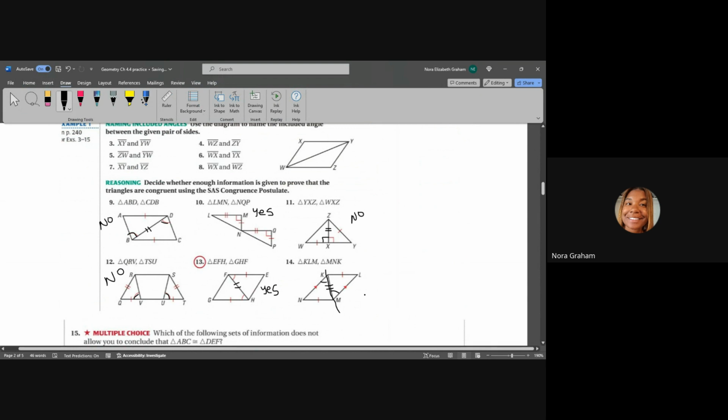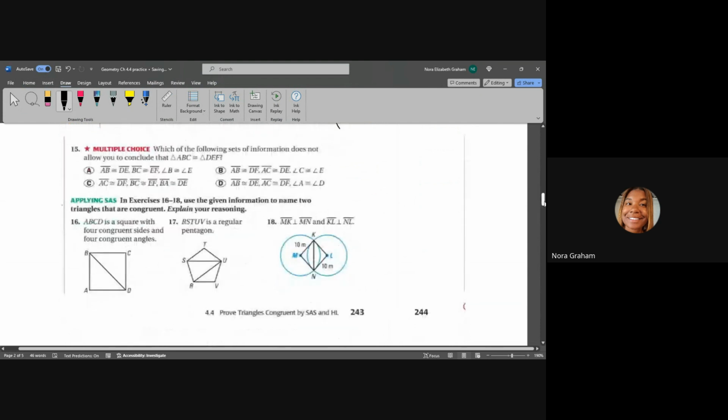They're reflexive, so that means that KM and MK are congruent. So I would say side. Again, my angles, they're not in between my sides. They're not included angles. So I would say 14, no, I cannot use side angle side. Great. Very nice. Let's move on and continue.